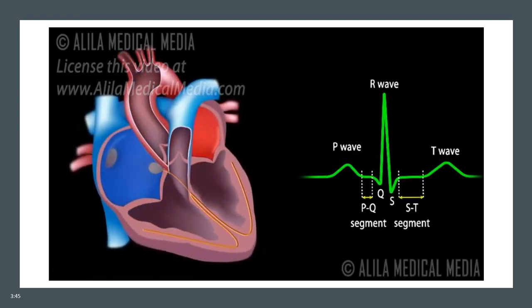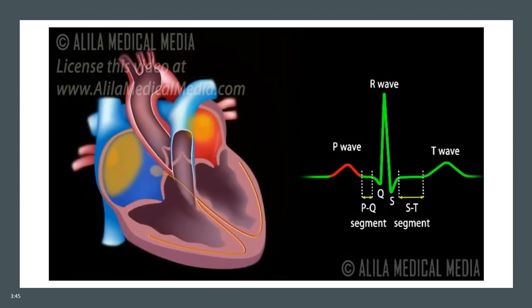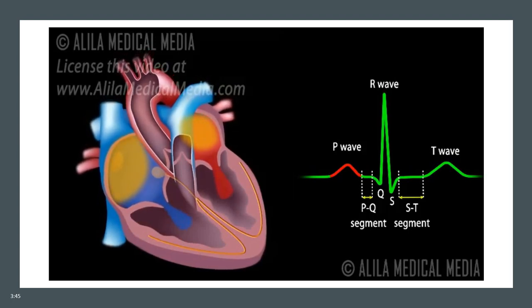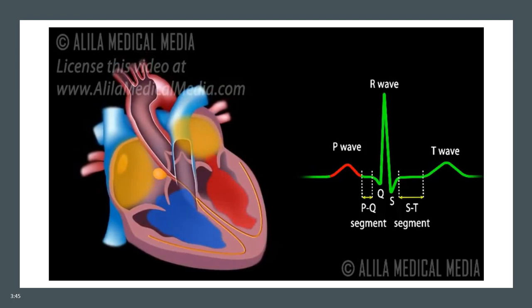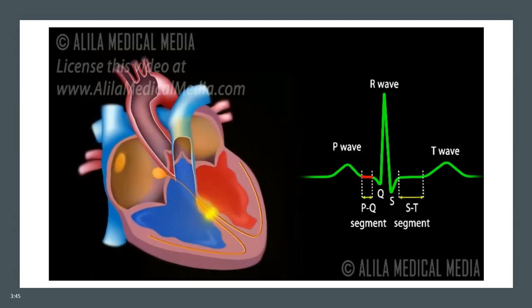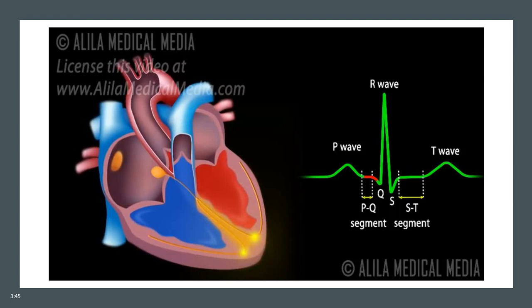When the atria are full of blood, the SA node fires, electrical signals spread throughout the atria and cause them to depolarize. This is represented by the P wave on the ECG. Atrial contraction, or atrial systole, starts about 100 milliseconds after the P wave begins. The PQ segment represents the time the signals travel from the SA node to the AV node. The QRS complex marks the firing of the AV node and represents ventricular depolarization. Q wave corresponds to depolarization of the interventricular septum.